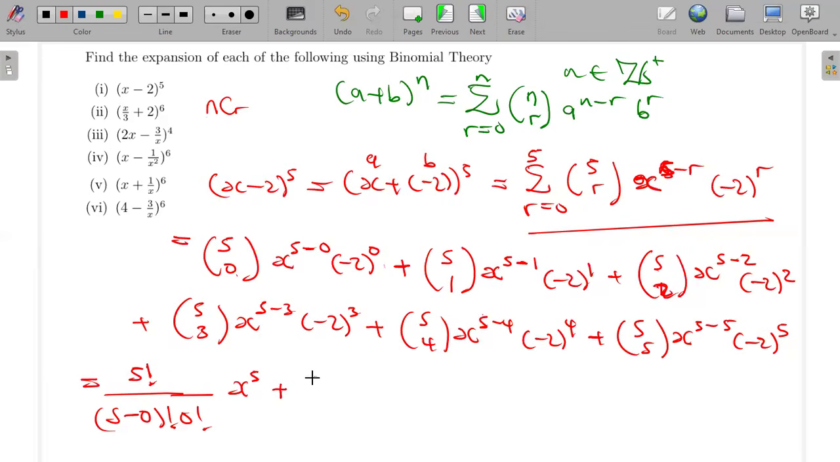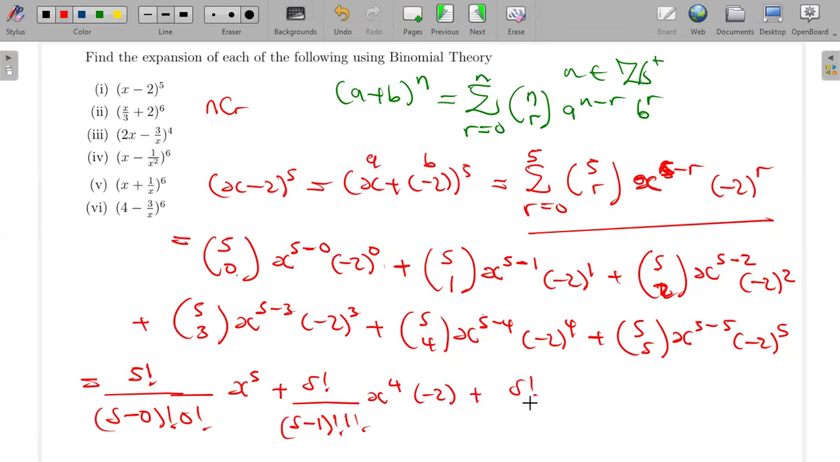So 5 choose 1 is just 5 factorial. We do this long step only for this part of the question, that is when it comes to computing the coefficient of that term. So you get 5 factorial there, and then down there it will be 5 minus 1 factorial, and then 1 factorial. Okay, then you have x to the power of 5 minus 1, that is just going to give me 4. Then you have negative 2 to the power of 1, which is just negative 2.